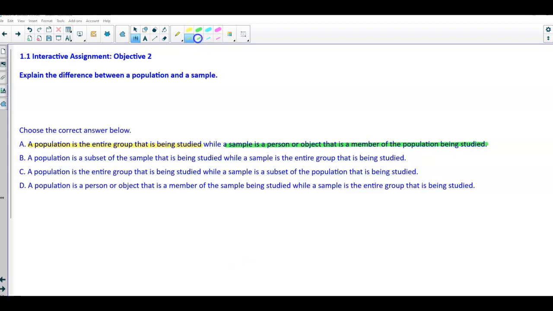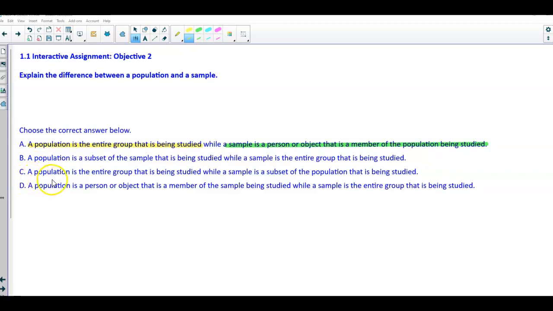Now let's take a look at B. It says a population is a subset of the sample that is being studied. Well, that's not true because the population is larger than the sample. And likewise, in the second part, it says a sample is the entire group that is being studied. And that's not true. So therefore, we can say that B is not an answer.